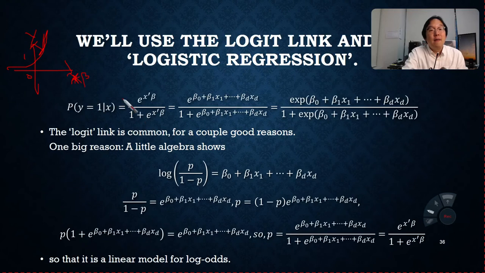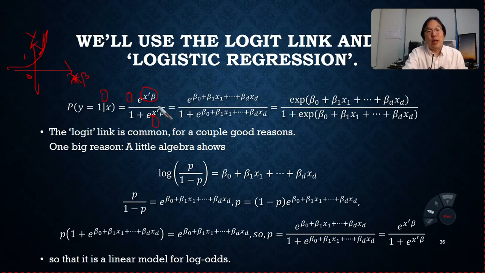The thing is, when this guy is negative infinity, this whole e to the power of x beta will be near 0. It will be near 0, and this guy will be near 0. As long as your numerator is near 0, the whole thing will be near 0. That's good. That's one part.